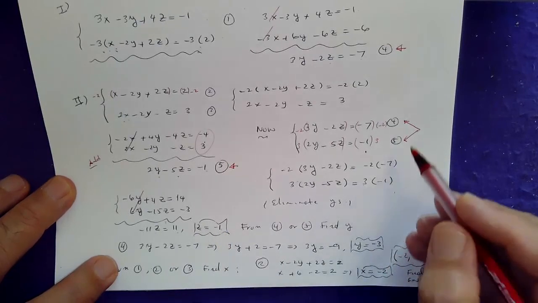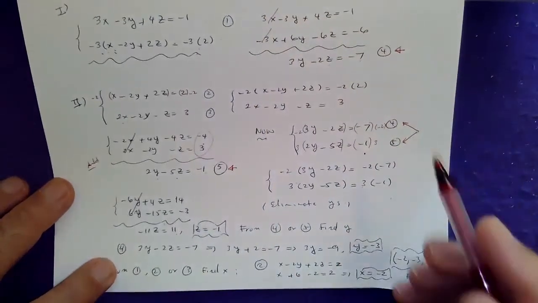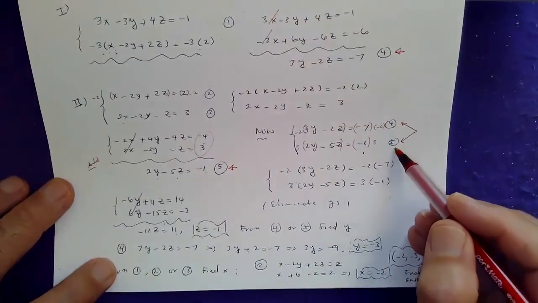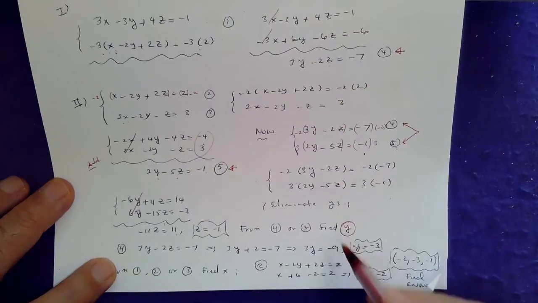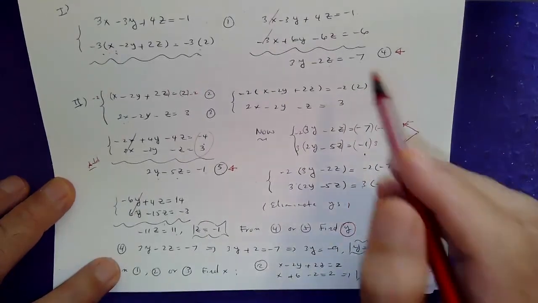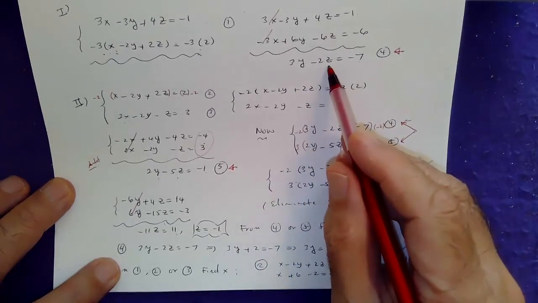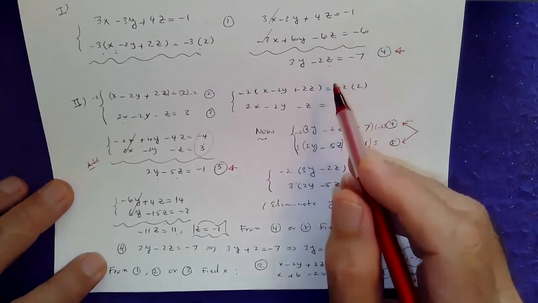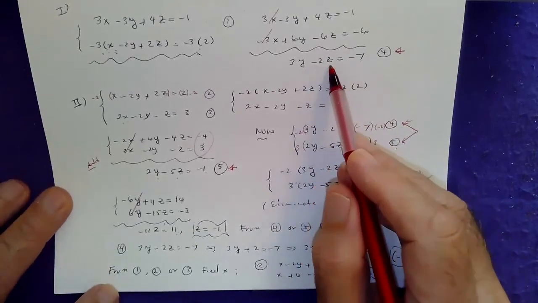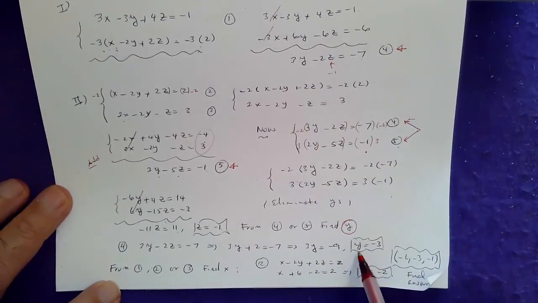So now either go back to 4, so you are not allowed to go back to 1 or 2 or 3. Either go back to 4 or 5 and find y. I decided to go to 4, right here, to find y, because I just found out z is equal to what? Negative 1. So if you go to equation 4, replace this z with negative 1, turns out y comes up to negative 3.